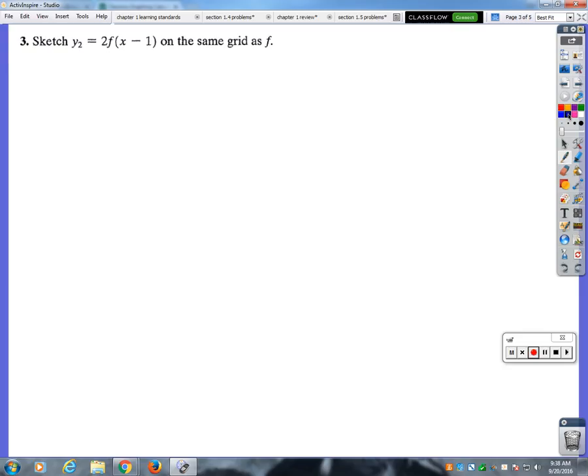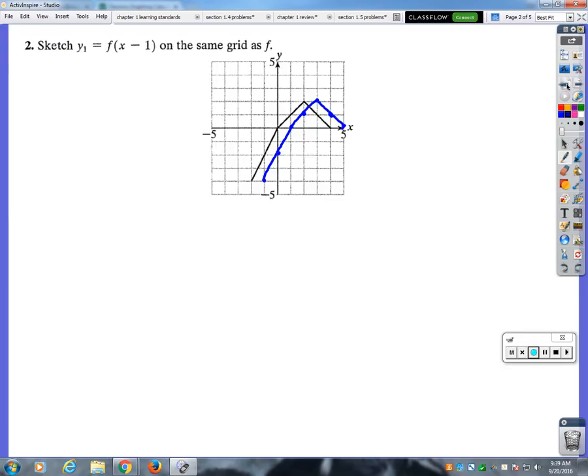All right, now let's try 2 times f of x minus 1 on this same grid. So we already have f of x minus 1. What is the 2 in front of the function going to do? It's going to be a stretch of 2. And the way we're going to do that visually is we're going to take all of the y values and they're going to be twice as far from the x-axis as they originally were.